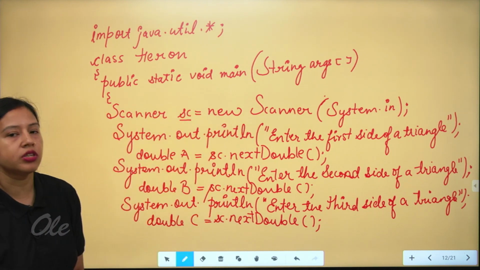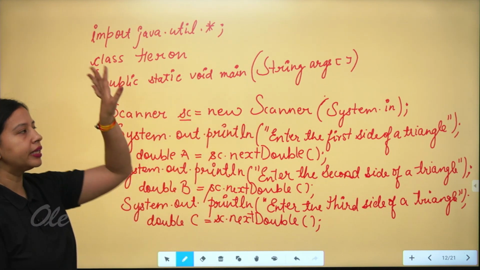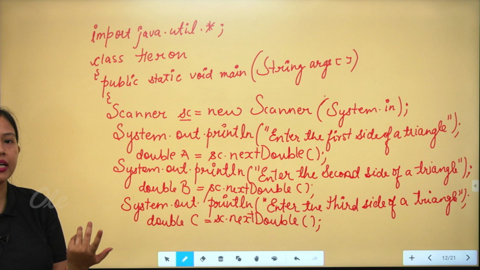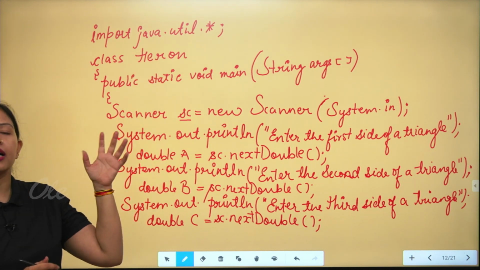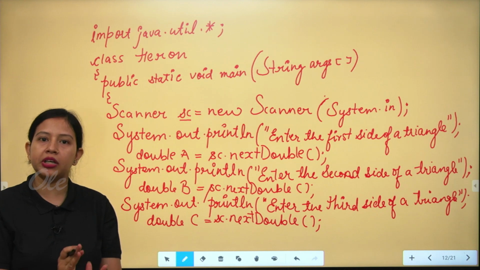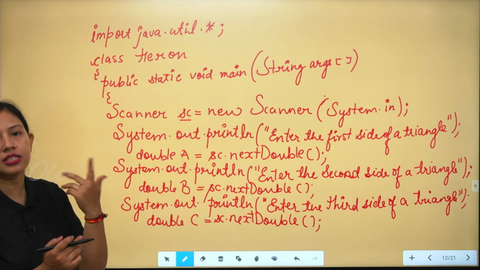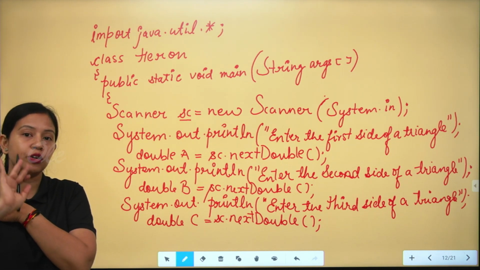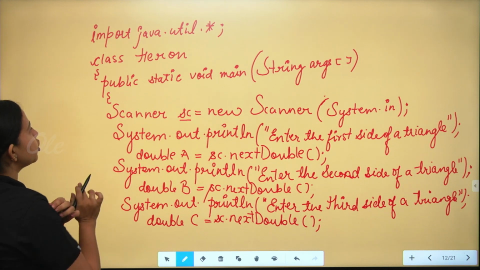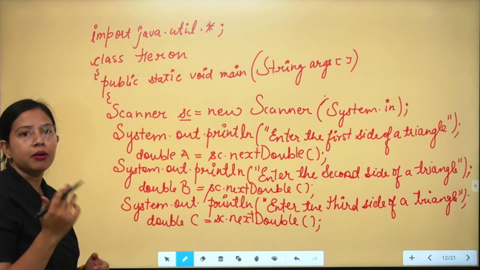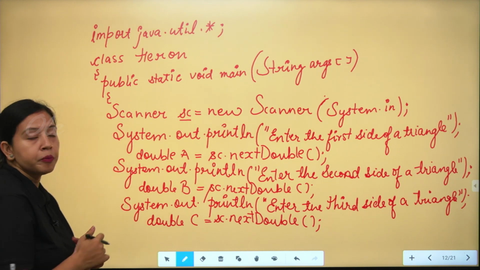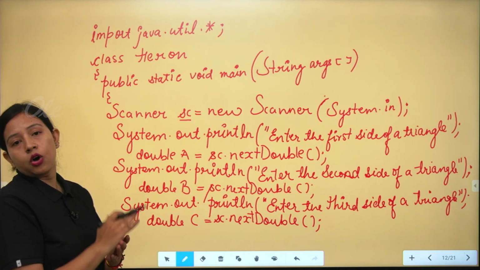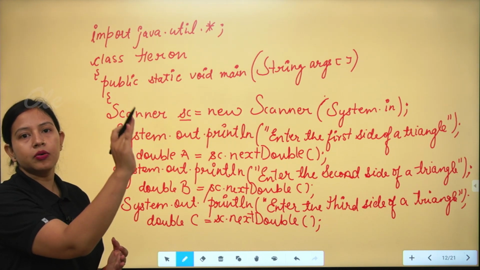I believe till here all the concepts are clear. What we have done is simply start the program with the import statement where we implement a package. Which package? The util package. Followed by the class. Class is a keyword, that's why it is written in small case. Heron is a class name, that's why it starts with a capital H. Now the opening bracket of the class, which we are going to close at the end of the program. Followed by the main method, public static void main, and the opening method bracket. Then we create the Scanner class object with the help of object creation: class name, object name equals new class name.